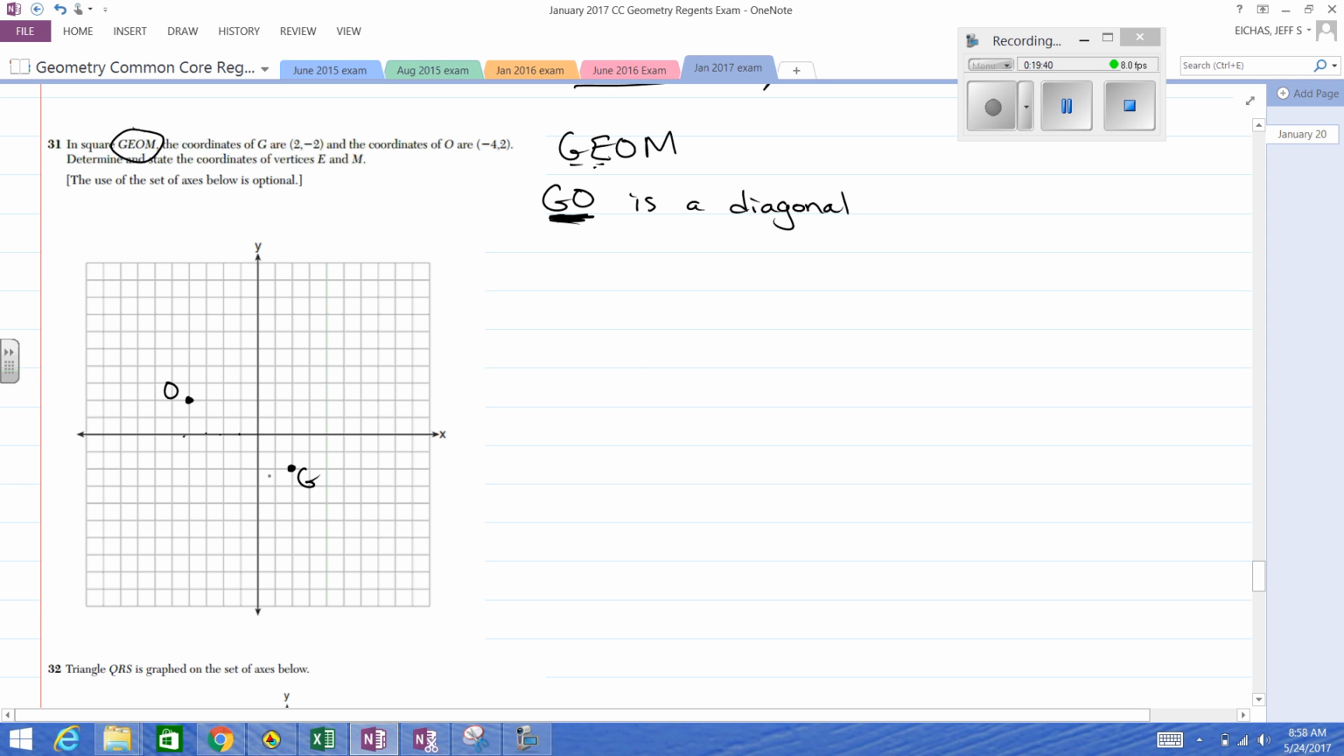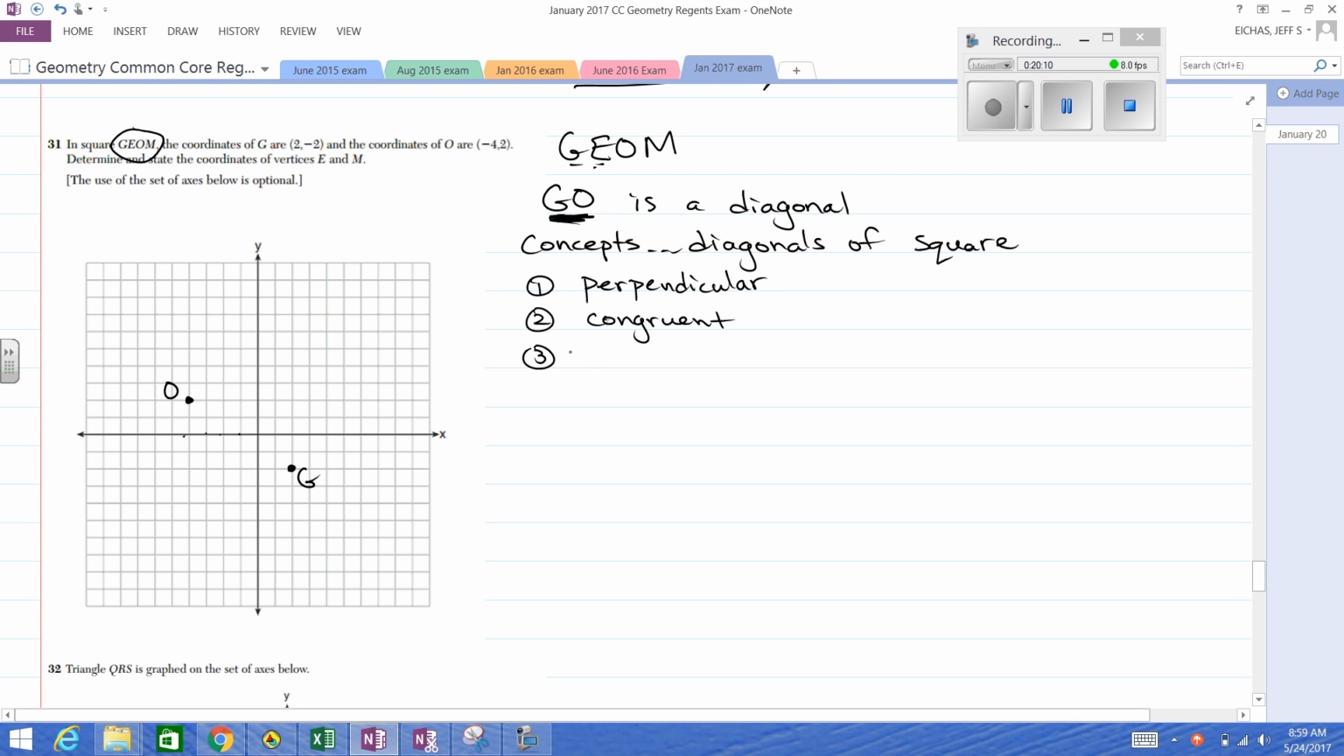Now, here's what we have to know. Conceptually, all right, so concepts we need is all about the diagonals of a square. So we've got to know all the concepts for the diagonals of a square. What are they? 1, the diagonals of a square. Well, first thing, they have to be perpendicular to each other. Second, they're going to be congruent, and third, they're going to bisect each other. All right, to be perpendicular, we're going to need slopes are negative reciprocals.